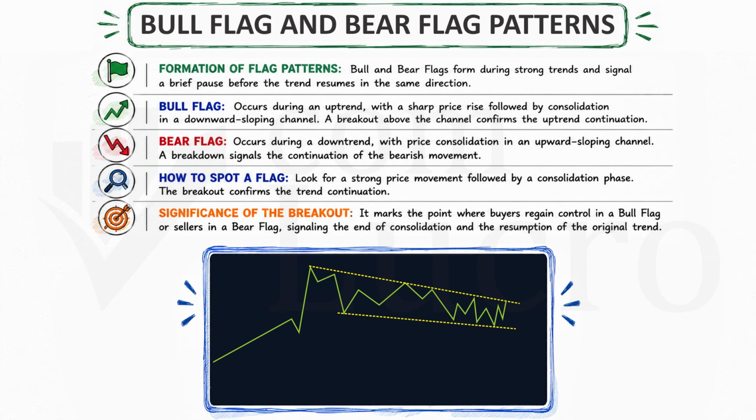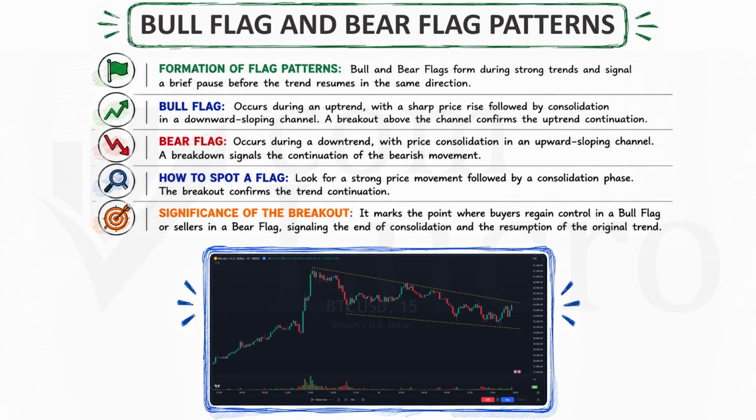Let's explore the bull flag and bear flag patterns. These patterns typically form during strong trends and signal a brief pause before the trend resumes in the same direction. A bull flag forms during an uptrend, indicating a temporary consolidation before the upward movement continues. It features a sharp price rise, the flagpole, followed by a consolidation phase, where the price moves within a downward sloping channel, the flag. A breakout above this channel confirms the continuation of the uptrend.